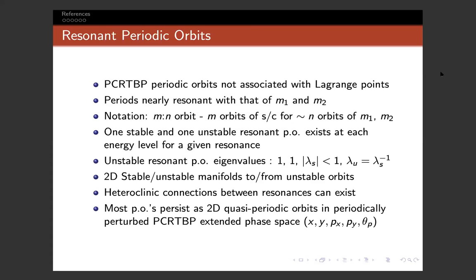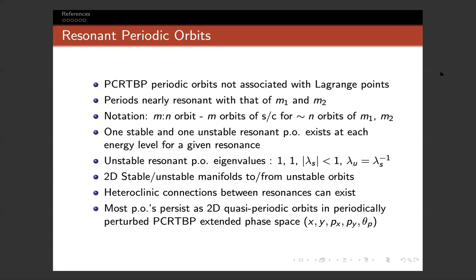And the notation we use is that an m to n orbit means that the spacecraft makes m orbits for every n orbits of m1 and m2 around each other. And we know that there's a stable and an unstable resonant periodic orbit at every energy level, or at least for a range of energy levels at every given resonance. And the eigenvalues of the unstable resonant periodic orbit are just 1, 1, and then a stable and an unstable eigenvalue, which are reciprocals of each other.